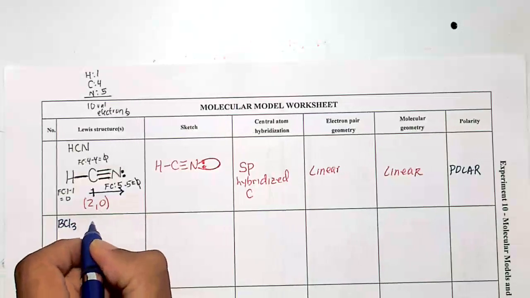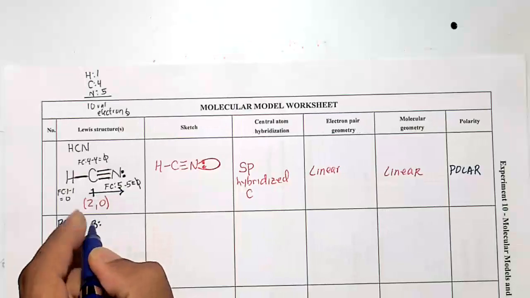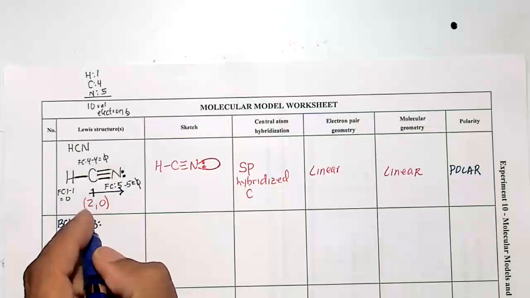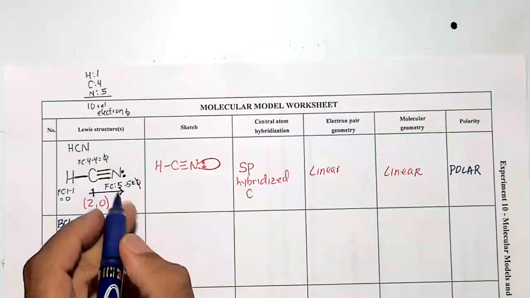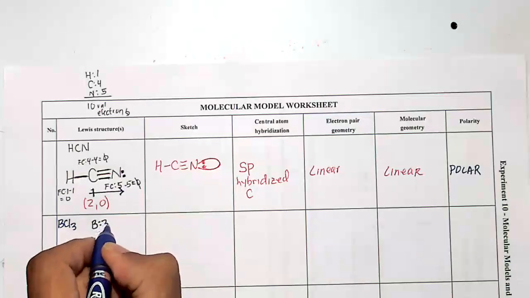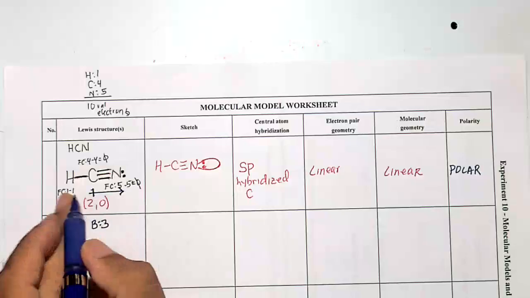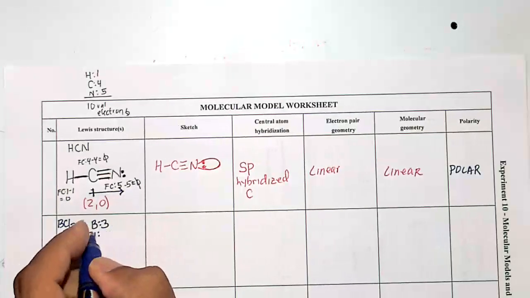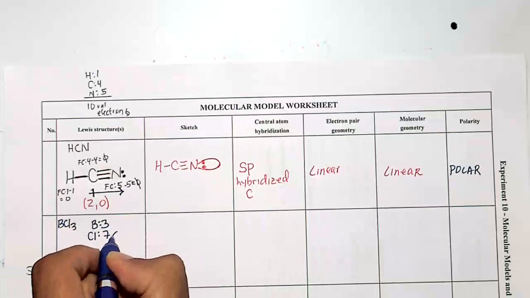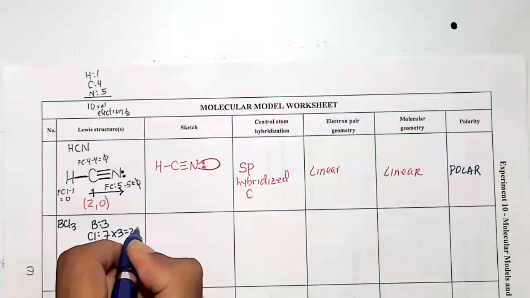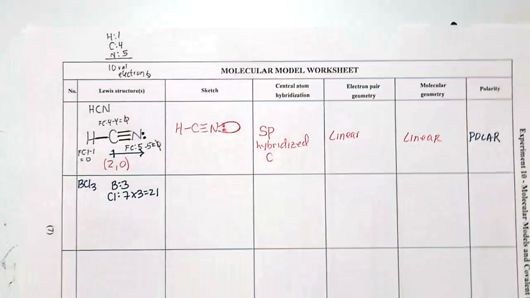Okay. So what is boron happy at? No, I lied. The yellow ones. What's boron happy at? Okay, boron is happy at 3. What is chlorine happy at? Chlorine, the halogens. What are they happy at? 7. Okay, we have 3 of them. 21.